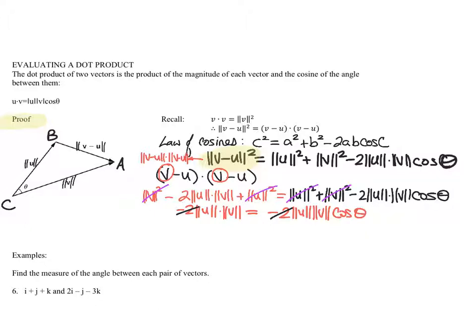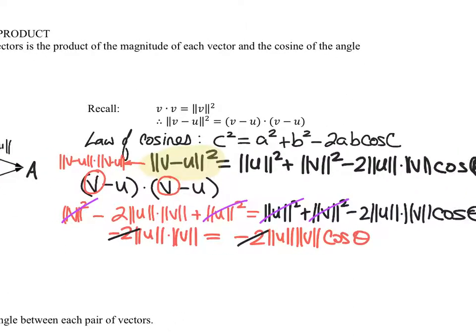I forgot to put the intermediate step in there, and so I'm going to have to kind of slide it in. If I distribute this out, it's v squared minus 2 dot u dot v plus u squared. And because of that, the v squared, by definition up here, becomes the magnitude of v squared, and same thing with the u squared.